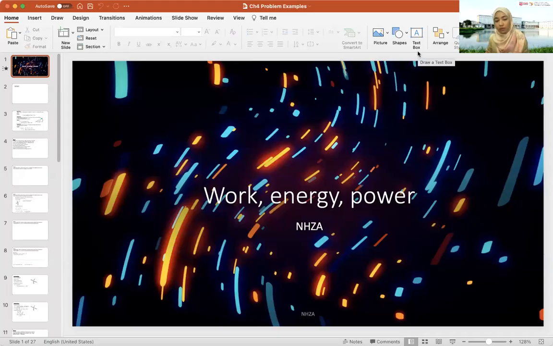Okay, so let's continue with chapter 4. So we are still talking about work, energy and power, tapi sekarang ni kita nak combine semua. We talked about work, we talked about energy. We have not talked about power, but power ni macam a small section of this chapter only, and it's pretty easy. We're going to combine work and energy into problems and see how to deal with them.